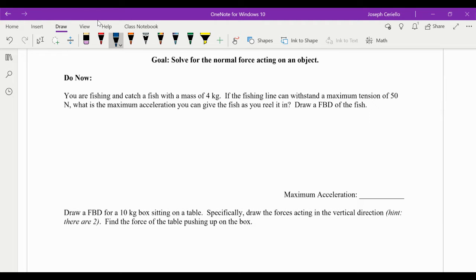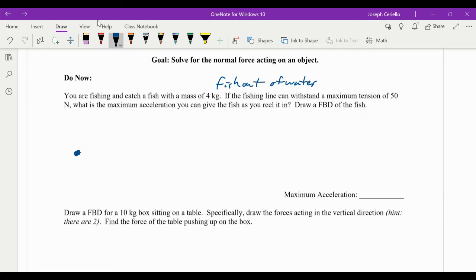So we got a fish and you're fishing and you catch a fish with a mass of 4 kilograms. One thing I didn't mention in this question is that it is a fish out of water, so you don't have to worry about buoyant force or anything like that. If the fishing line can withstand a maximum tension of 50 newtons, what is the maximum acceleration you can give the fish as you reel it in? Draw a free body diagram of the fish.